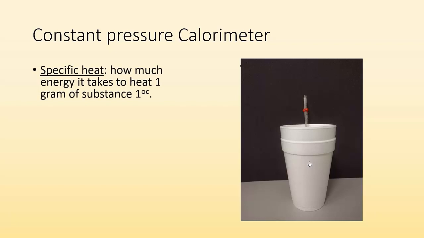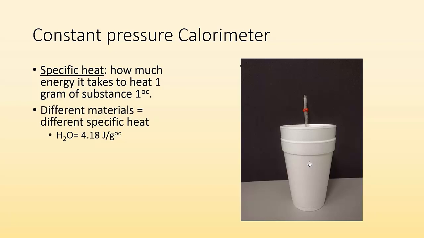So if you can measure the change in temperature, you can determine how much heat was being given off or absorbed. So first thing we need to understand is this thing called specific heat, and it's how much energy it takes to heat 1 gram of a substance 1 degree Celsius. So every substance has a different specific heat. Water, for example, has 4.18 joules per gram degree Celsius. So if you want to heat up 1 gram of water 1 degree Celsius, you need 4.18 joules. Whereas aluminum, for example, is 0.90 joules per gram degree Celsius. They are usually given by the lowercase c. So c is the specific heat.